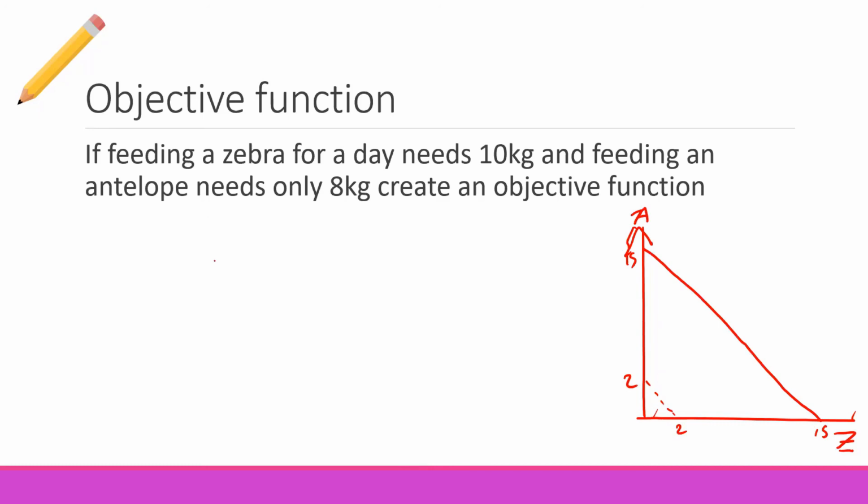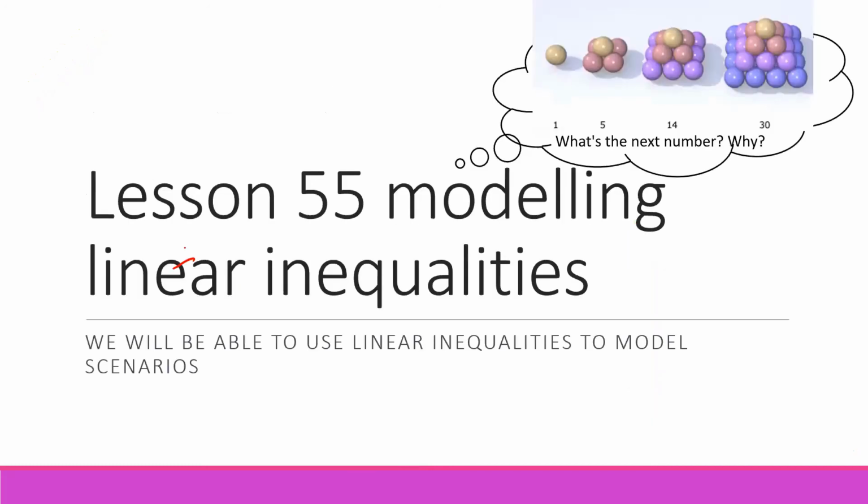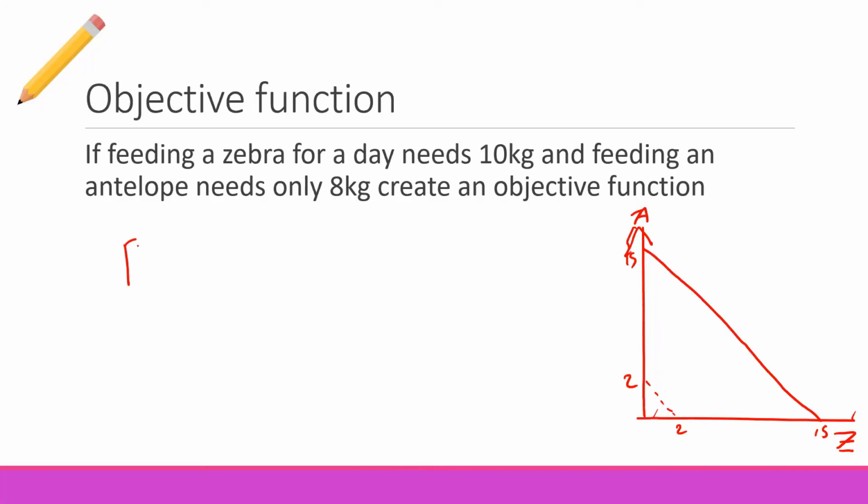Yep, okay. And good suggestion, Caitlin. The objective function here would be F equals 10Z plus 8A. This function calculates the amount of food. So if I have 10 zebras and 1 antelope, then I'm looking at 108 kilos. And so what you might use this function for is to then go, okay, cool. So now what I can do is say we would probably want to maximize.